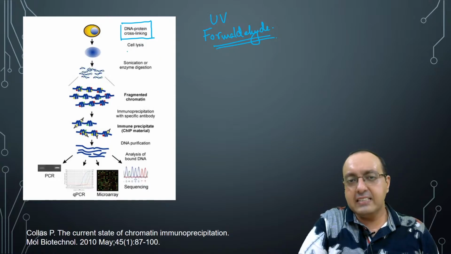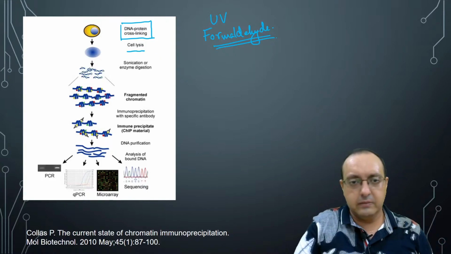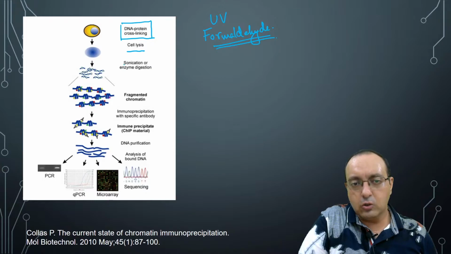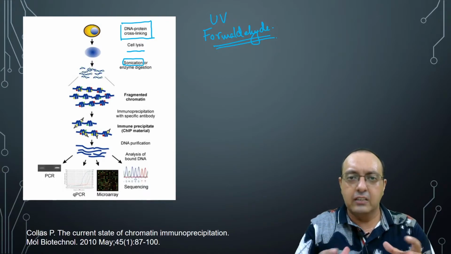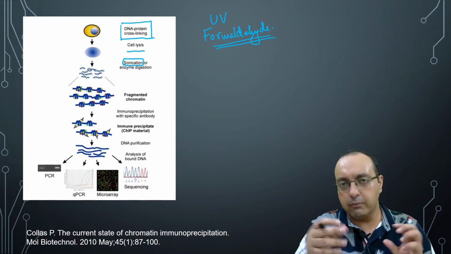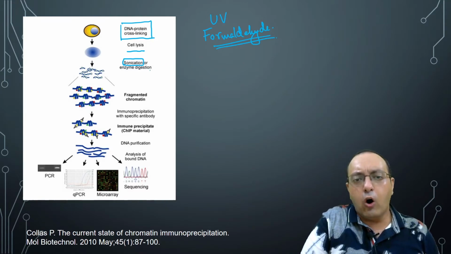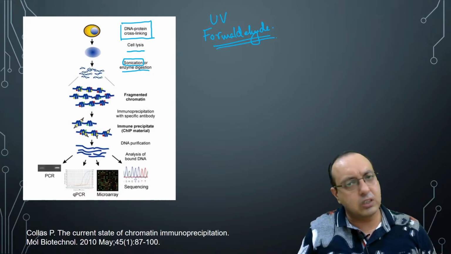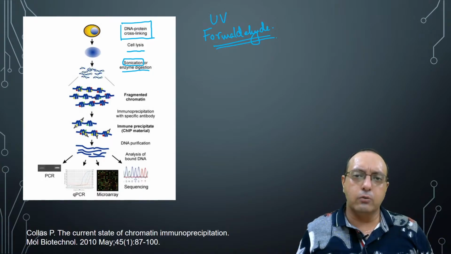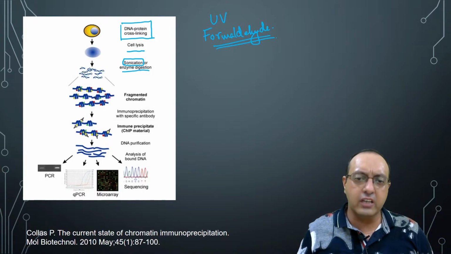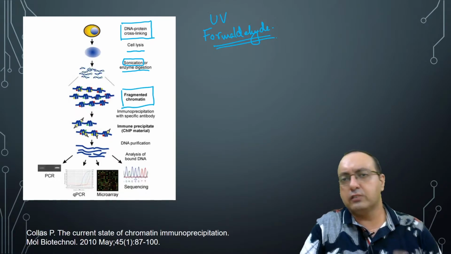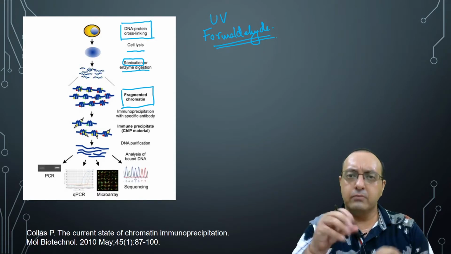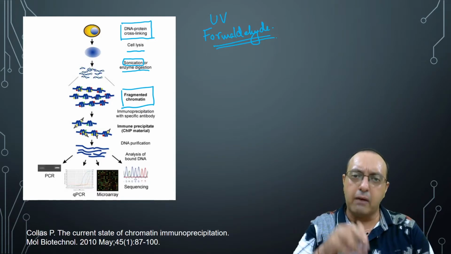Then we lyse the cells, break open the cells. We sonicate, using sound waves to break and shear the DNA so that the larger DNA chunks are broken into smaller parts. Or we do restriction digestion, which serves the same purpose. It will break down the DNA into smaller chunks, and we are left with fragmented chromatin, which has some DNA-binding proteins bound to it.